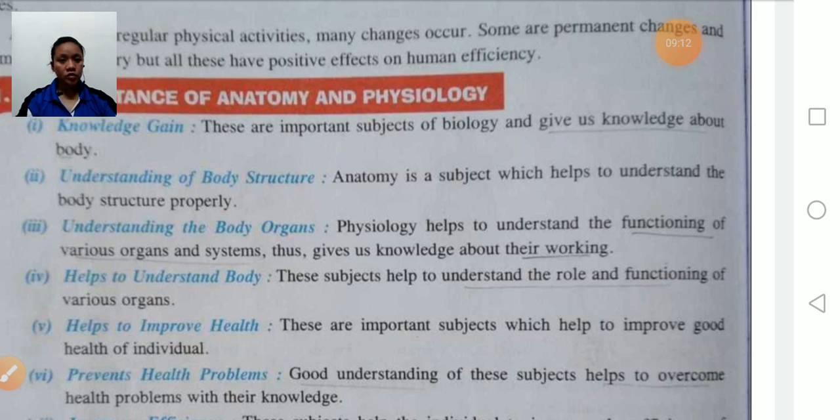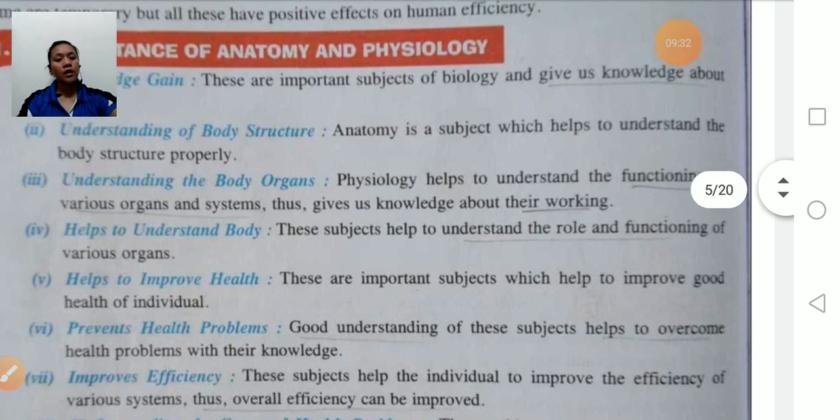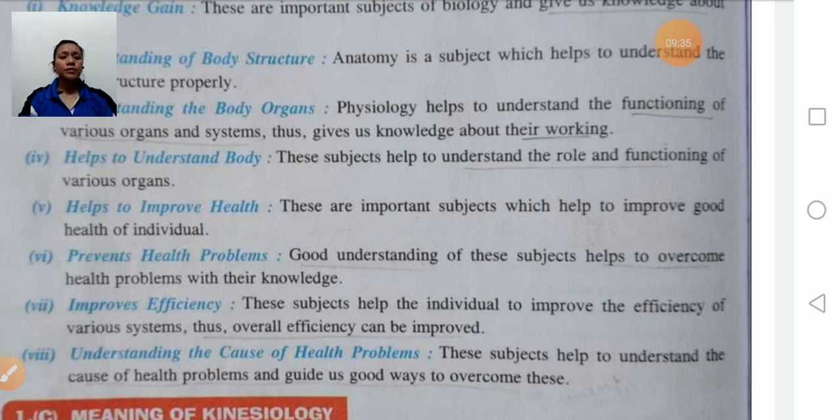This subject, anatomy and physiology, helps to understand the role and functioning of various organs, and helps to improve the health of an individual. If we know about our body, automatically it helps us to improve our health. Prevent health problems: good understanding about our body. If we have knowledge about our body, our internal organs, etc., then it will help to overcome health problems with your knowledge.